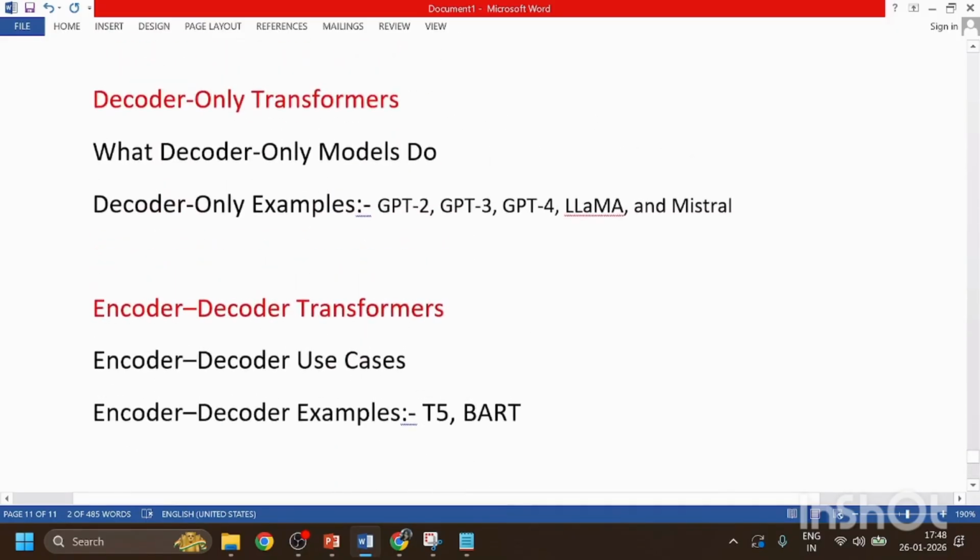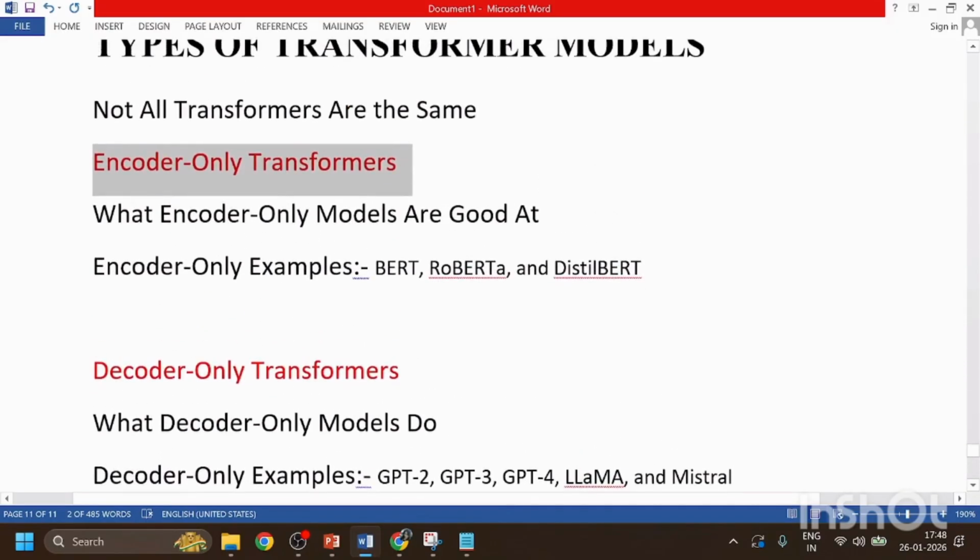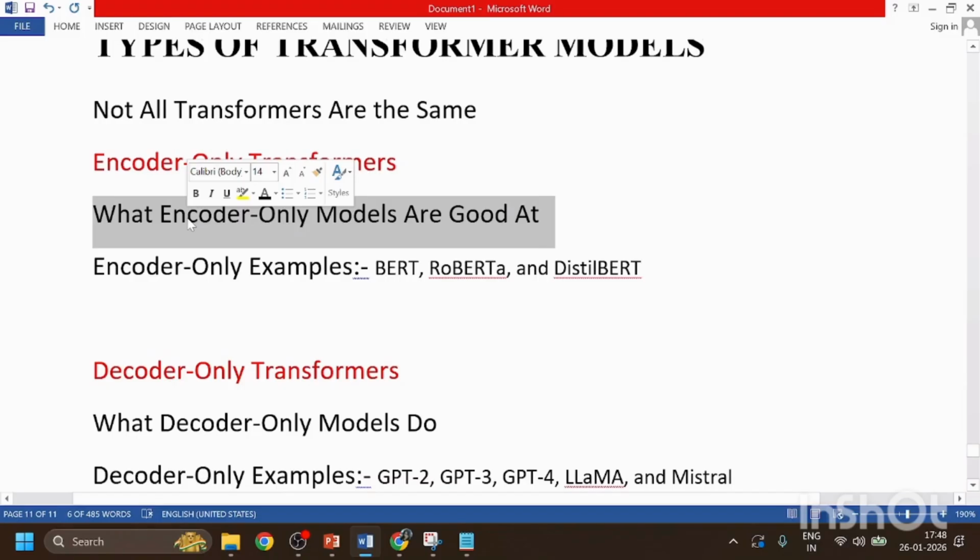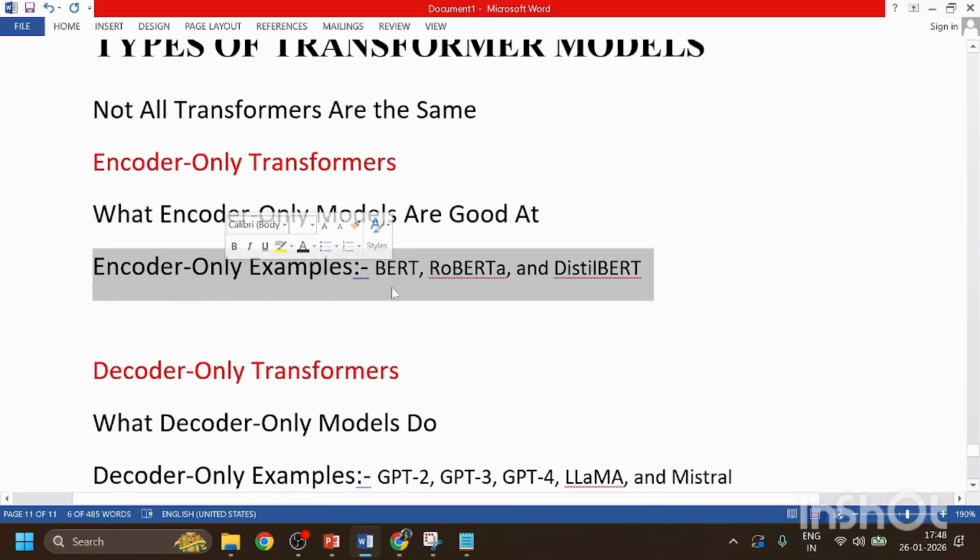Okay, so here is what encoder only models are good at. They are excellent at tasks like text classification, semantic search and embedding. They process the entire input at once and produce rich contextual representations. Encoder only examples: BERT, RoBERTa and DistilBERT. These are examples of encoder only transformers.